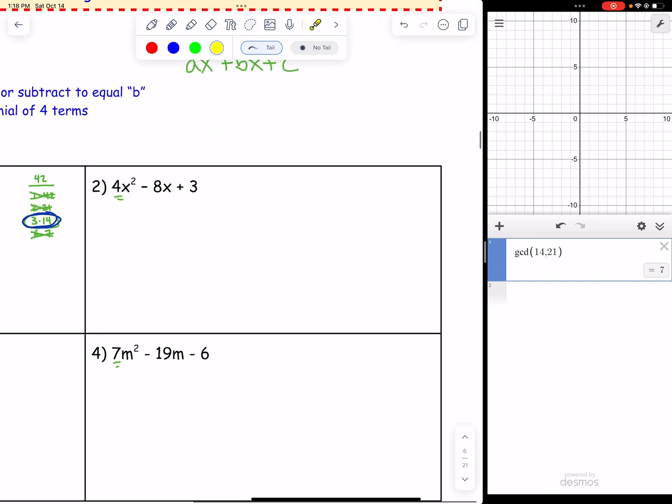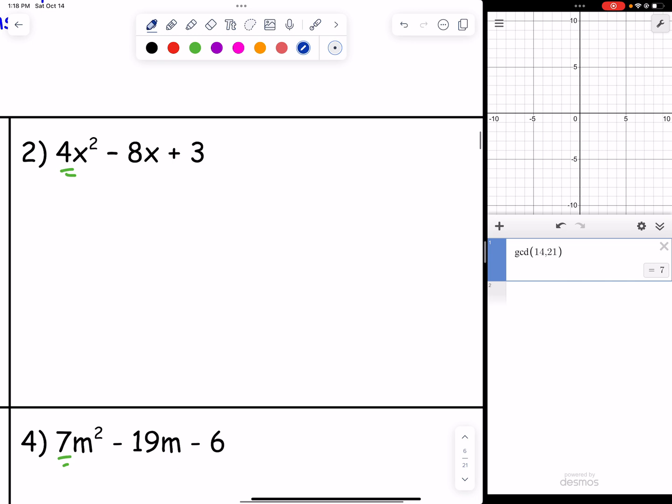So let's take a look at number 2. First we can see, can we take anything out of 4, 8, and 3? And 3 is prime, so it won't come out evenly. So let's go ahead and multiply the a times the c to get started. So 4 times 3 gives us 12. We want to figure out numbers that will multiply to give us 12 and also add up to -8.